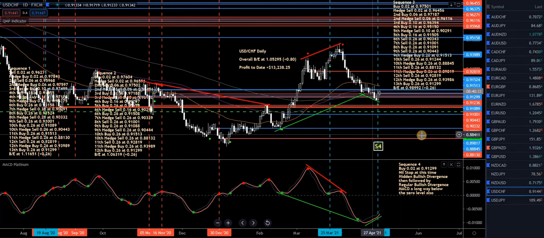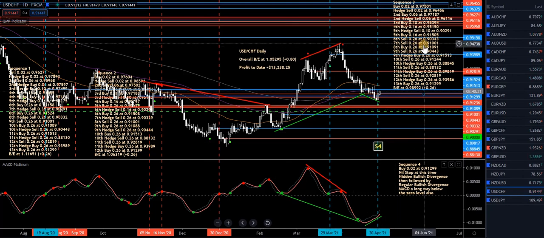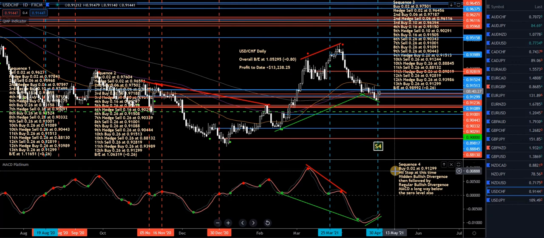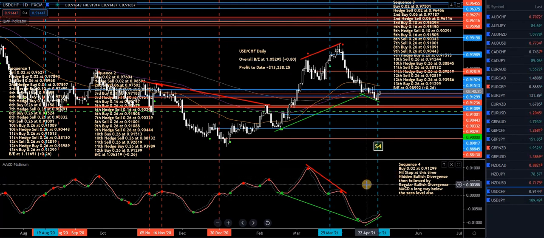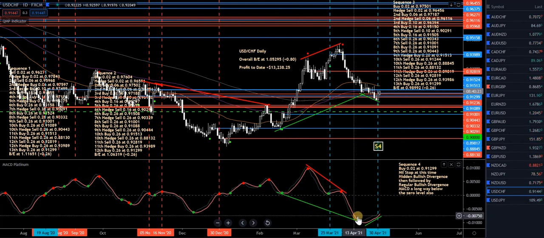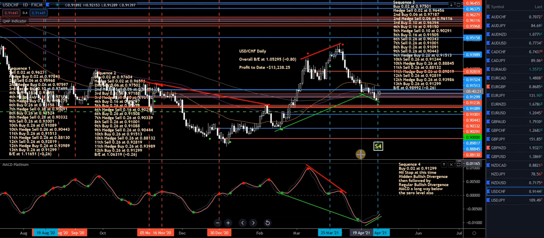Sequence 4 is probably what you're interested in. Don't worry about these old sequences. Sequence 4 is a new buy trade this morning. So you can read the notes. Nil stop at this time. Hidden bullish divergence. So that was initially hidden bullish divergence where I got the green dot.